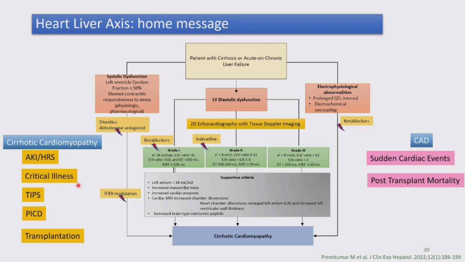To summarize, cirrhotic cardiomyopathy, as defined by systolic, diastolic, or electrophysiologic dysfunction, is associated with risk of HRS AKI, poor survival following critical illness, TIPS associated with risk of PID, and poor survival following transplantation. Coronary artery disease in the peri-transplant period may be associated with sudden cardiac death and post-transplant mortality.